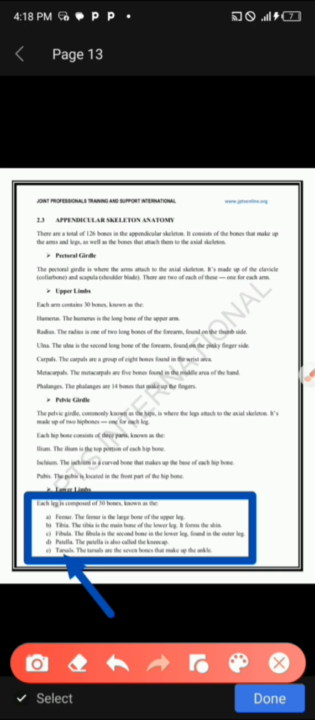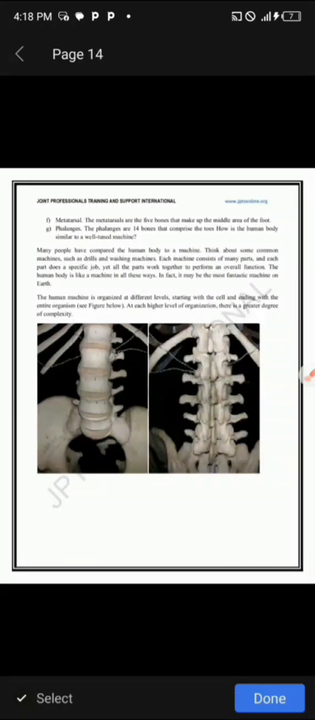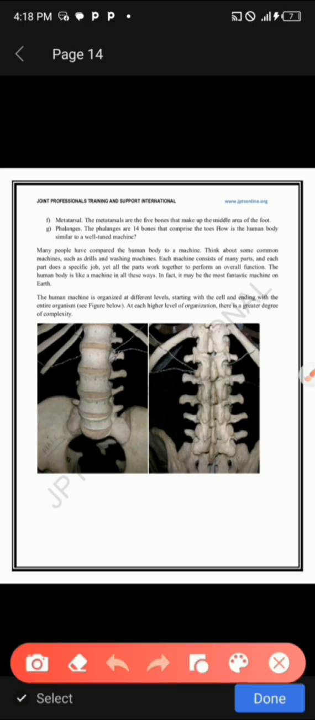The tarsals. The tarsals are the 7 bones that make up the ankles. The 7 bones that make up the ankles are called the tarsals. Metatarsals. The metatarsals are the 5 bones that make up the middle area of the feet. Phalanges. Phalanges are 14 bones that comprise the toes.